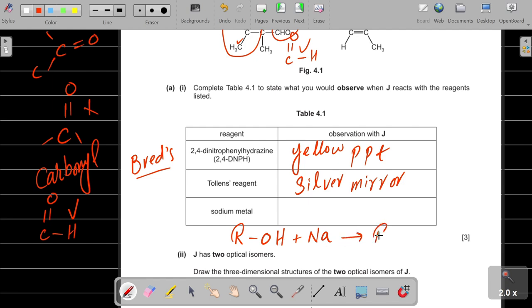We will get a salt, RO negative with sodium, and sodium will displace that hydrogen, so hydrogen gas will be removed from here. When the hydrogen gas is removed, we will notice fizzing or effervescence. This observation of fizzing or effervescence we use only for two gases: number one, carbon dioxide, and number two, hydrogen only.